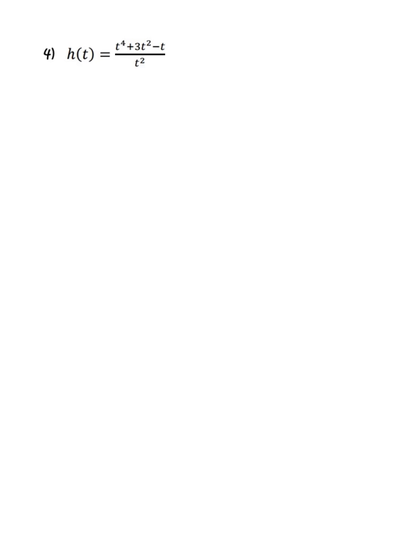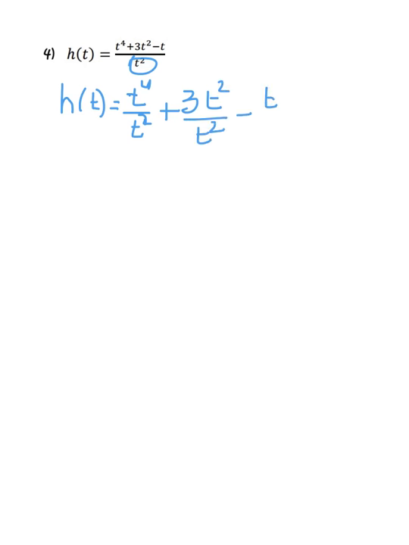The second even exercise is a quotient, so you have two options here. The first logical option is to use the quotient rule. But in this case it's different from the case we saw in class, because the denominator is only one term. So it is easier if you rewrite the function as the quotient of each of the terms: t to the 4 over the common denominator t squared, plus 3t squared over t squared, minus t over t squared.